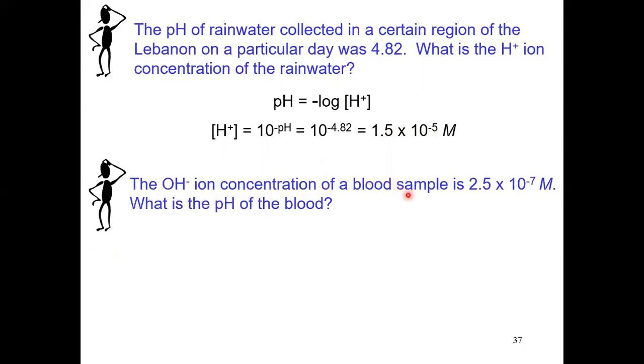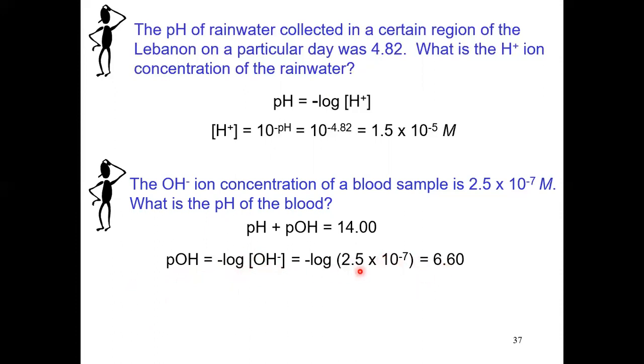Next question. The OH ion concentration of a blood sample is this amount. What is the pH of this blood? Now I have OH, I want the pH. We know there's a relationship between acidity and basicity: pH plus pOH is 14. Since I have OH, I can easily get pOH, which is minus log of OH. Again, use your calculator. You get pOH is 6.6. Substitute back in here, and voila, you are done. You can do this in another way. Remember, we could use KW: from the OH minus, get the H plus concentration, which is KW divided by the OH minus, and then get the pH once you have the H plus concentration.